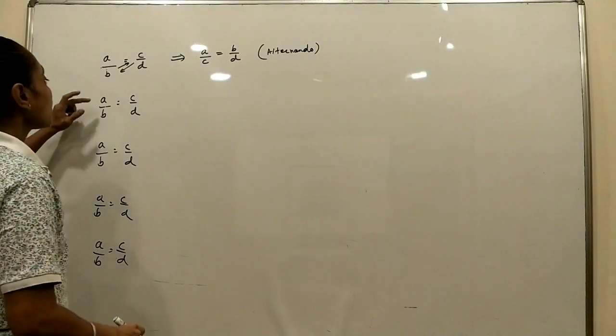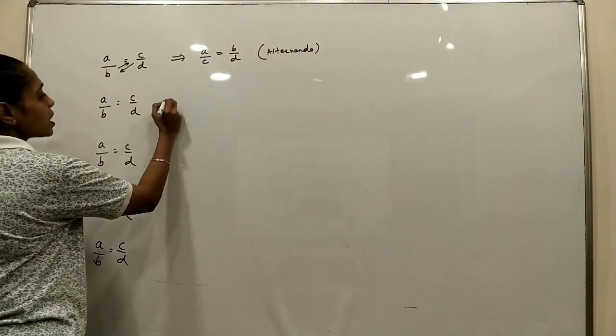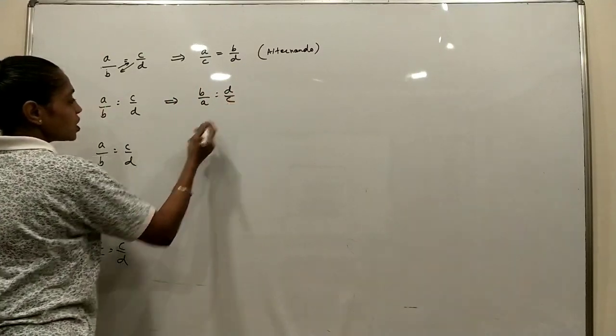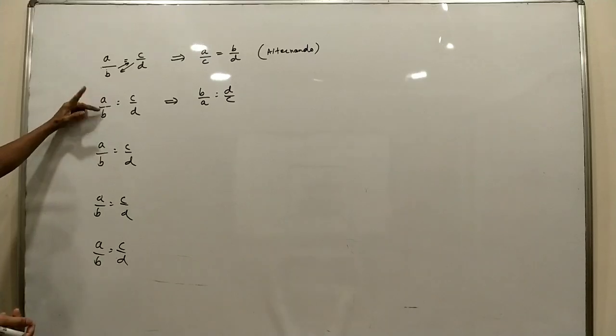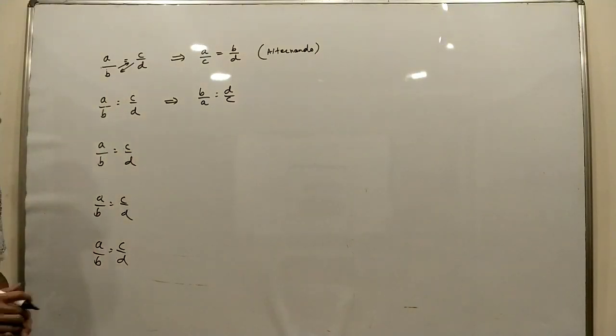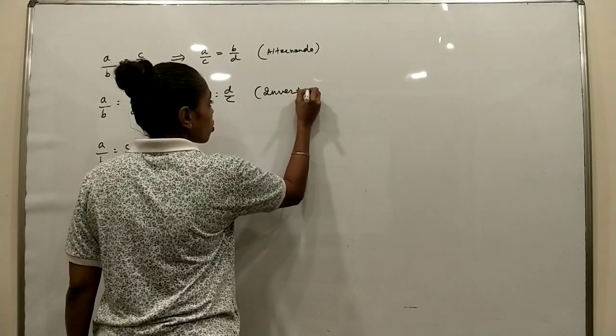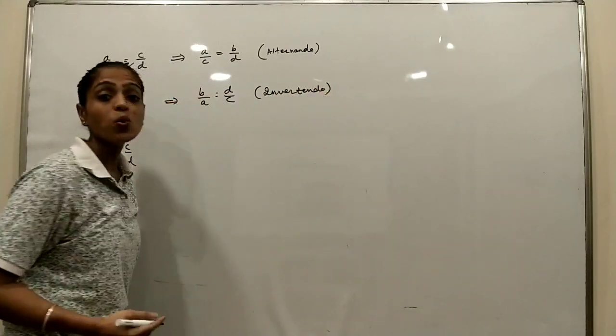Alternando. Now A upon B equal to C upon D. So B upon A equal to D upon C. You just inverse B upon A, D upon C. Inverse. It is known as invertendo. What it say? Invertendo.